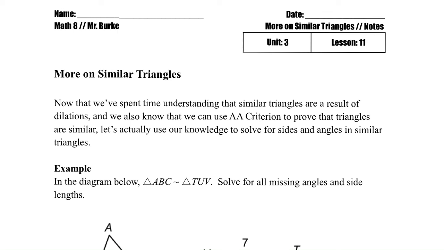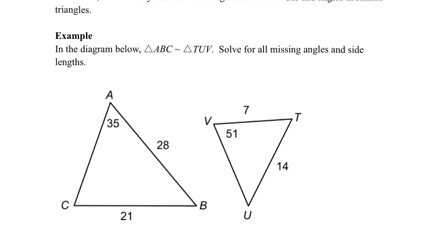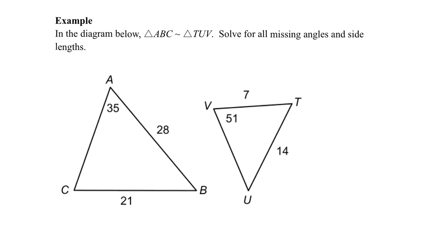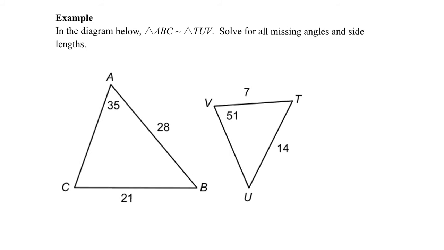All right, folks, Unit 3, Lesson 11. So now let's actually put all this stuff about similar triangles. We've talked a lot about how they work. Let's start actually using it to find the measures of angles and the lengths of sides in two triangles. So look what we have here. We have that triangle ABC is similar to triangle TUV. Okay, remember to pay attention to the names because that will help you identify which angles go where.